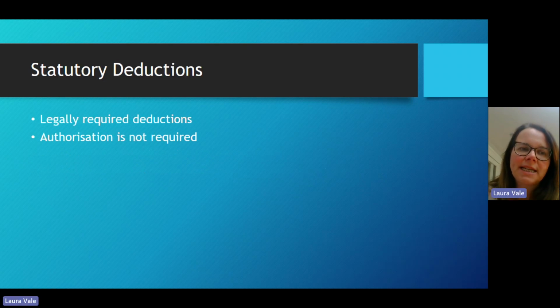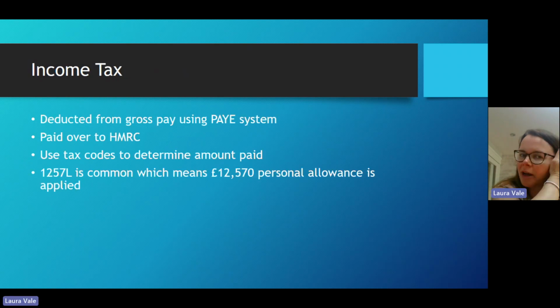We then come on to statutory deductions. The word statute means the law. So these are deductions from your gross salary that are legally required. So you don't have to give any authorization, they're just going to happen. The first one is income tax. So income tax is deducted from your gross pay using the PAYE system. It's paid over to HMRC on your behalf.